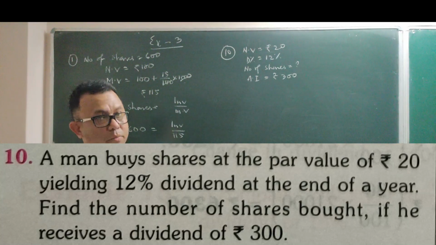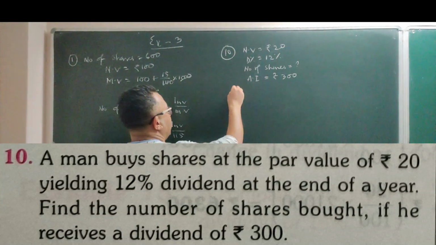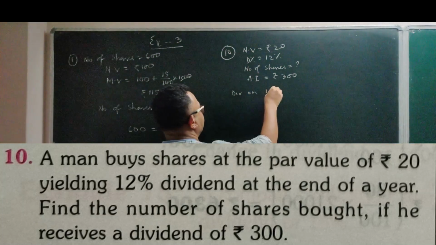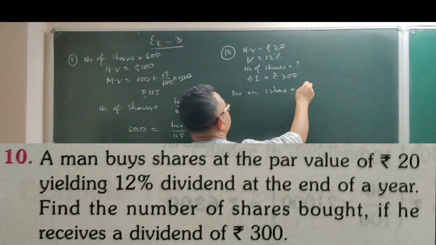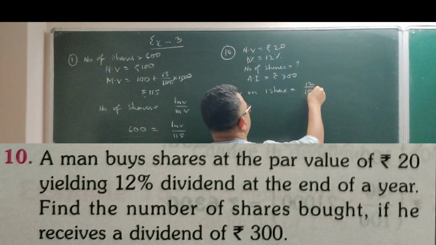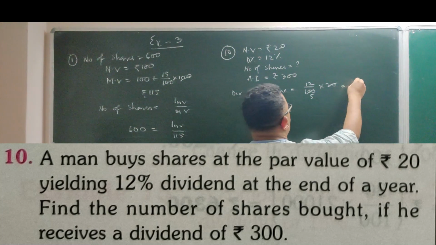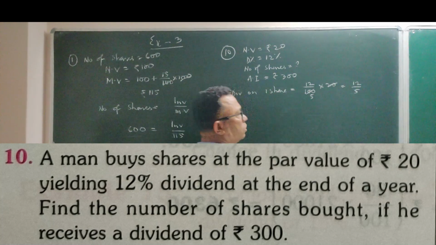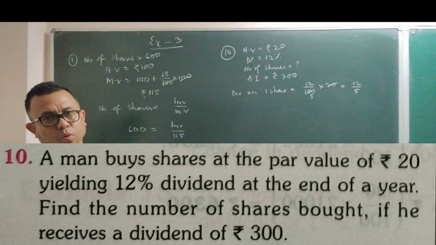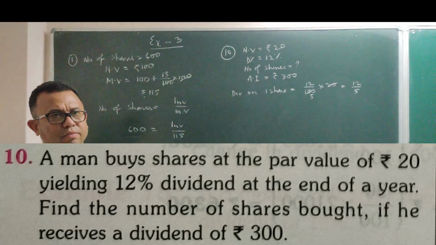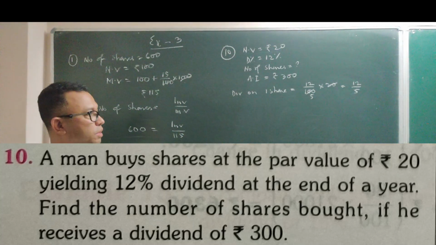Since dividend percent and nominal value are given, let me find the dividend on one share. Dividend on one share is dividend percent by 100 into nominal value. So this will go 5 times. Do not convert into decimal, even though it will come 2.4. I'll keep it in fraction form only. So 12 by 5 is the dividend on one share.